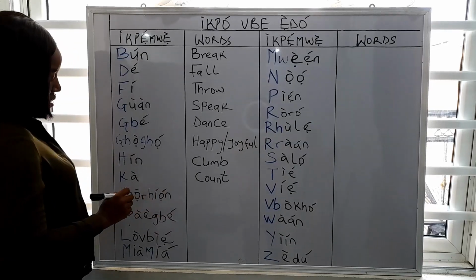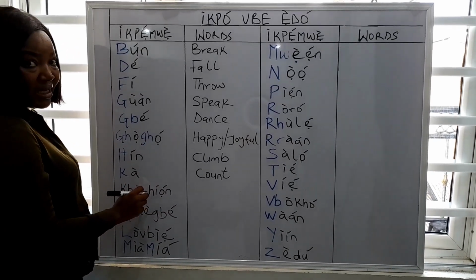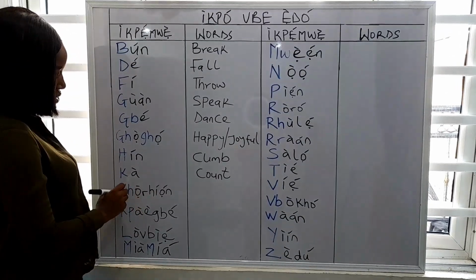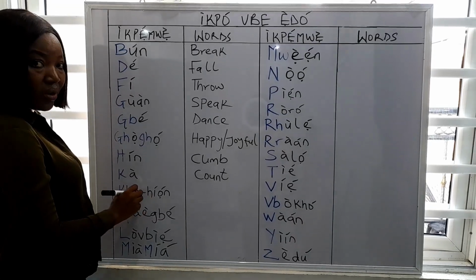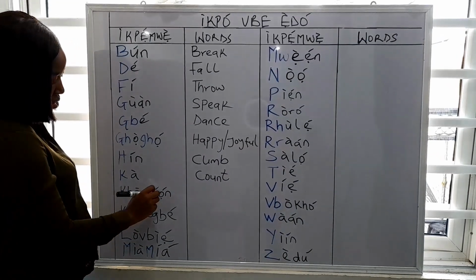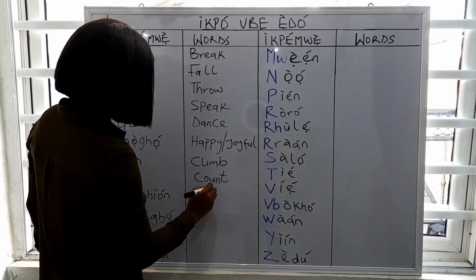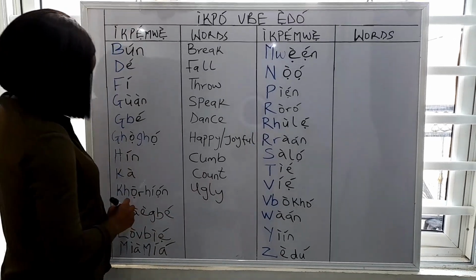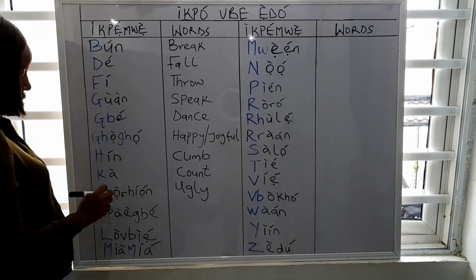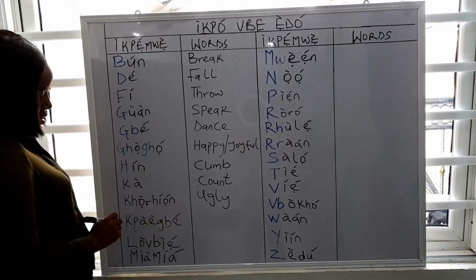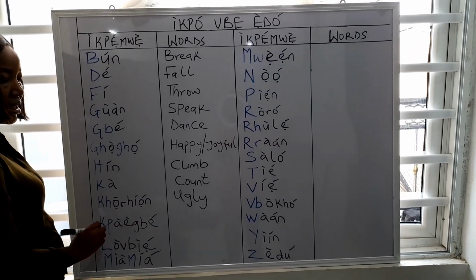The next is horion. Now this is actually an adjective. It's also a verb. Horion is to be ugly. To be ugly. Horion.